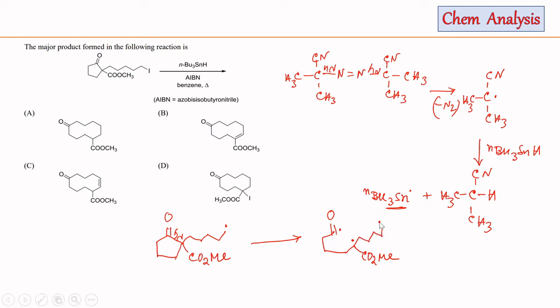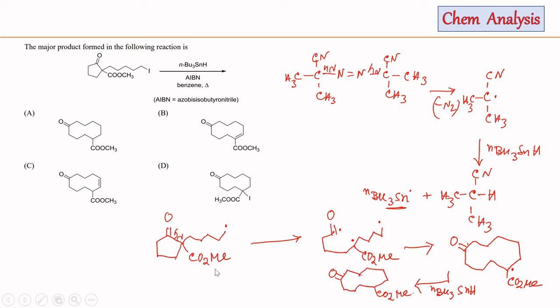Now in the next step there will be a combination of this radical to form such a 1, 2, 3, 4, 5, 6, 7, 8, 9, 10 member macrocyclic ring. Now in the next step this radical will abstract one hydrogen atom from this tributyl tin hydride and will result in its corresponding alkane. You can see that option number A is the correct answer for this reaction.